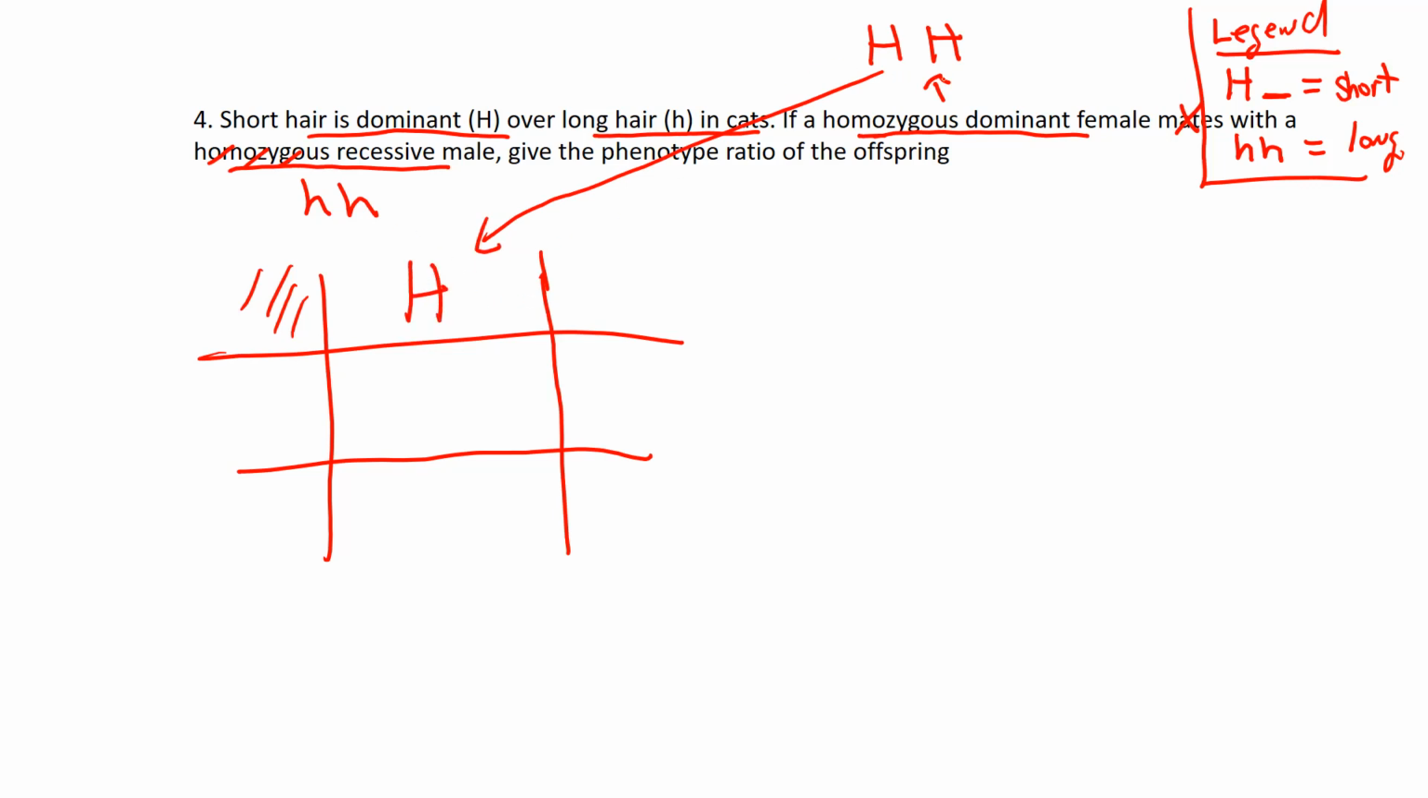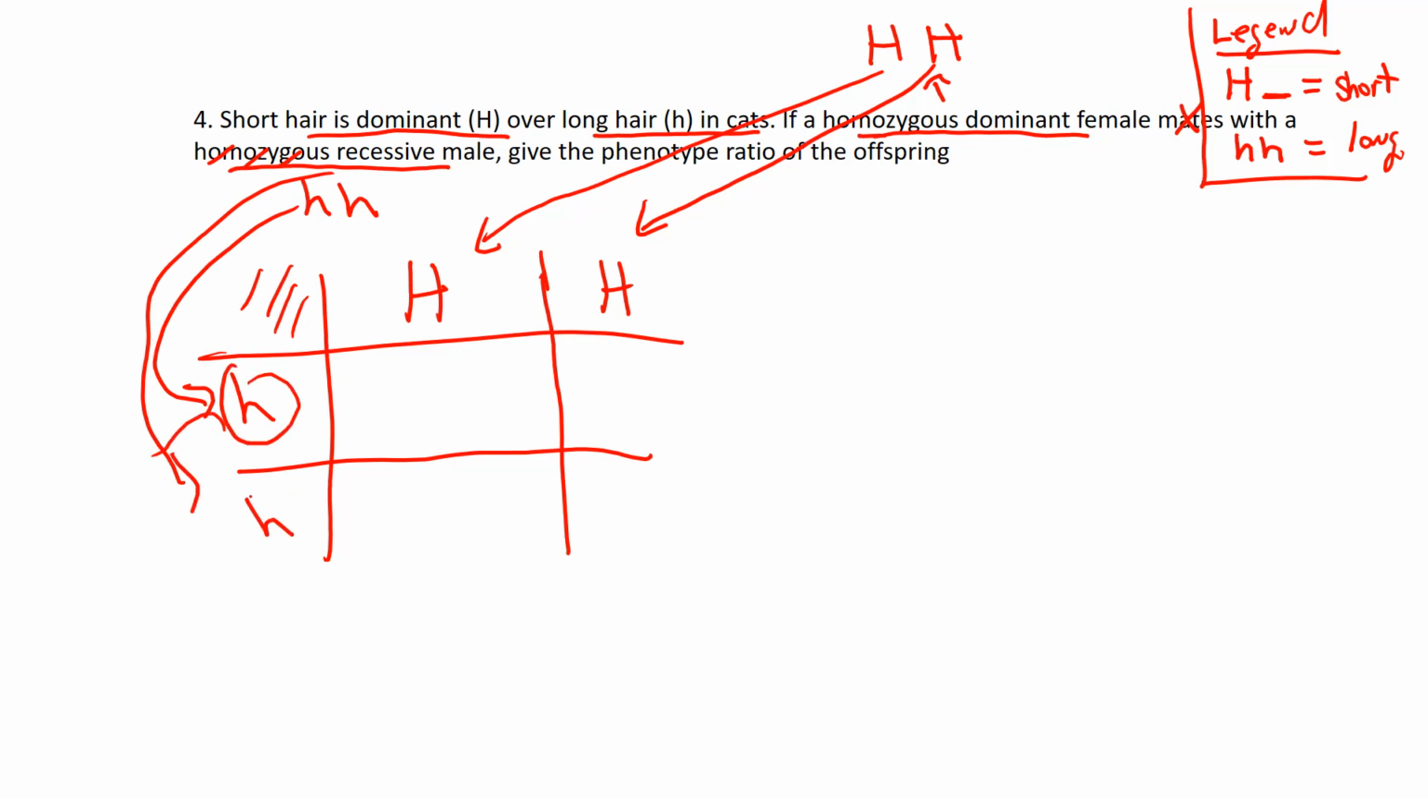That's going to be one of her eggs, and the other eggs are going to be capital H as well. So that means 100% of all the eggs that that cat is going to produce are always going to have this gene for short hair in them. Okay, the male, he goes down the side, same thing, little h. Those again are going to be sperm. You don't have to draw this, but I just want to keep emphasizing that these are gametes that you're isolating.